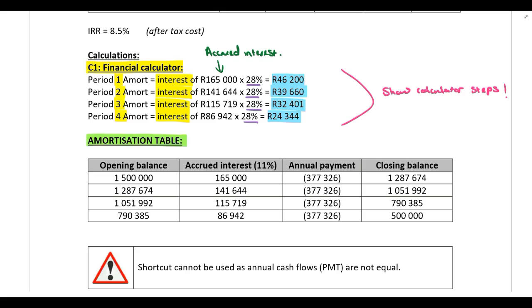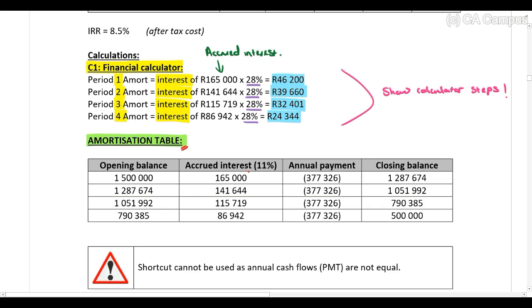You've got the financial calculator, use the financial calculator. I've included this amortization table over here so that you can understand the logic of what your financial calculator is doing. You shouldn't just use your financial calculator without actually understanding what it's trying to achieve or what it's actually doing. So the amortization table over here shows you the logic behind the calculation.